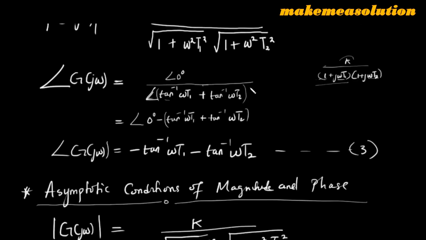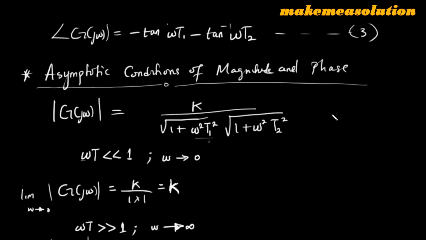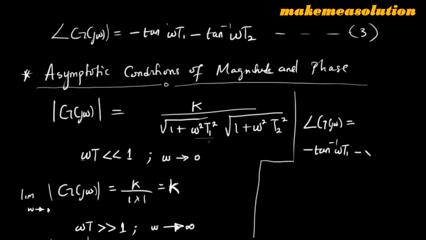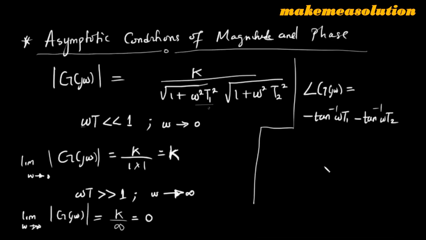Okay, so just by the side of this place, I should have written the formula for my phase of G(jω). That's the phase of G(jω). So the phase we got was minus tan inverse of ωT1, let me demarcate it, and minus tan inverse of ωT2. Remember, we're in asymptotic conditions of magnitude and phase. Okay, so we're considering limits.